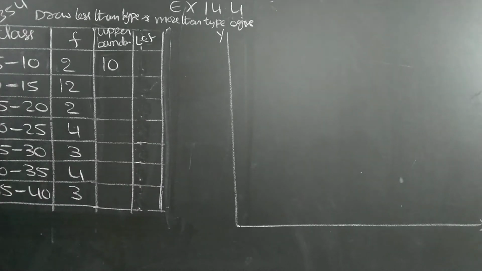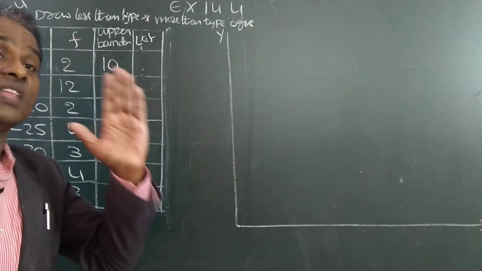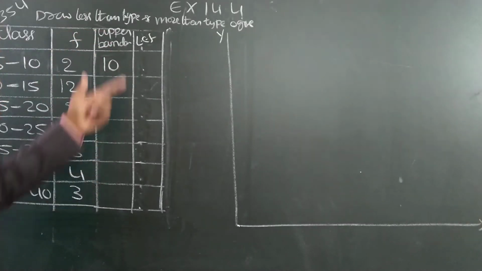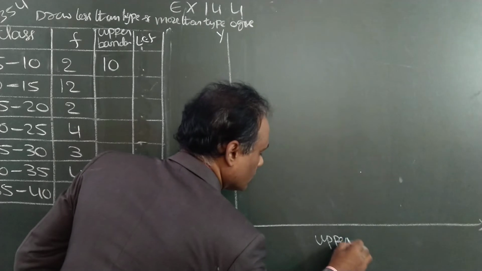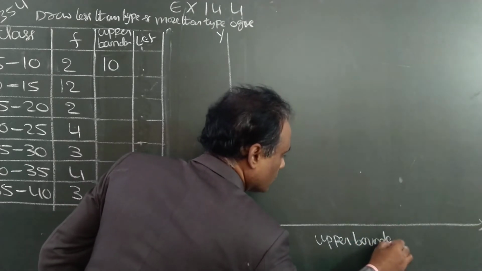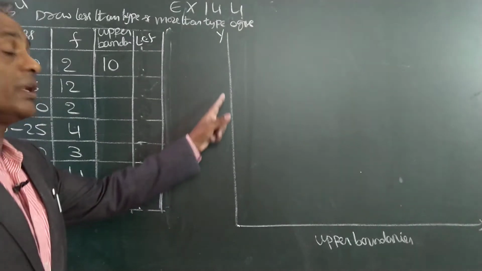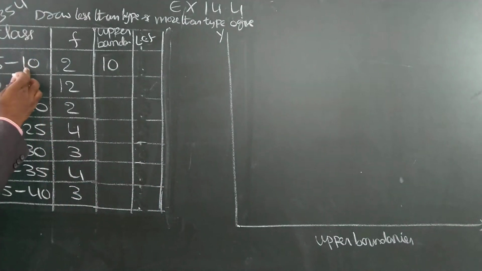See, this class interval and frequency are given. We have to find the less than type ogive. To draw the less than type ogive, we have to prepare the upper boundaries. So upper boundaries here and less than cumulative frequency here. You know the upper boundaries, because these two are the same.